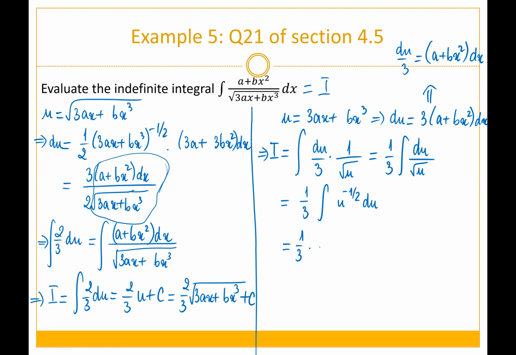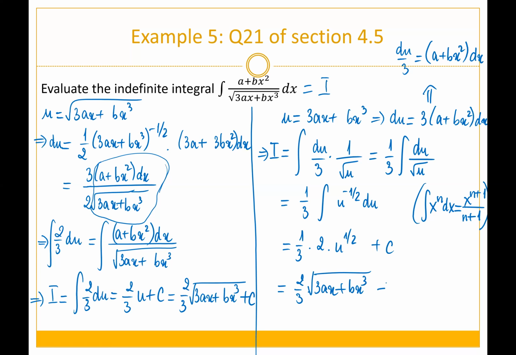1 over 1/2 is going to be 2, because now you're going to start using x to the n dx is x to the n plus 1 over n plus 1. So n plus 1 here is going to be half, and divided by n plus 1, so it's going to be 1 over 1/2, so it's going to be 2. And then u to the half plus c. Or you're going to have 2/3 square root of u, which is going to be square root of what we have earlier, x cubed plus c.